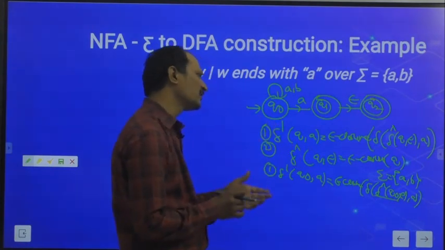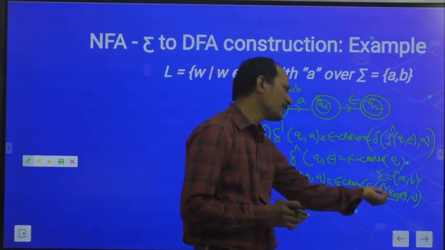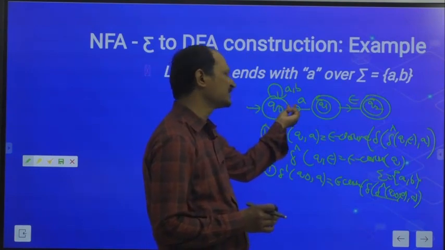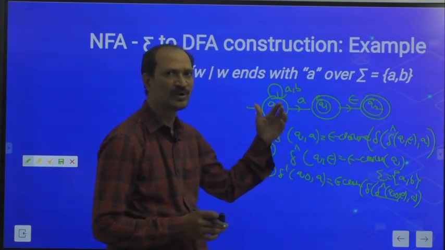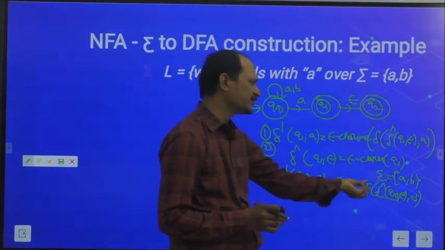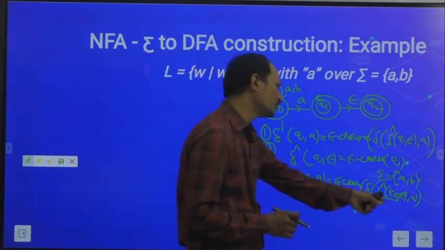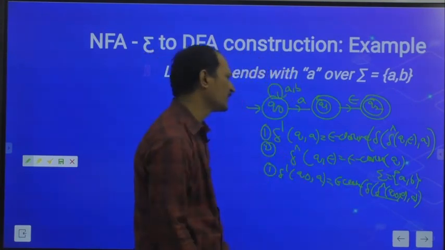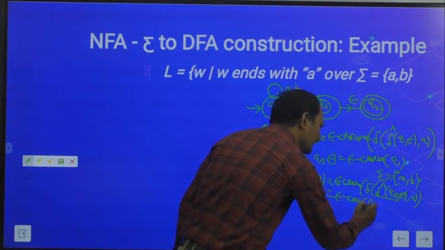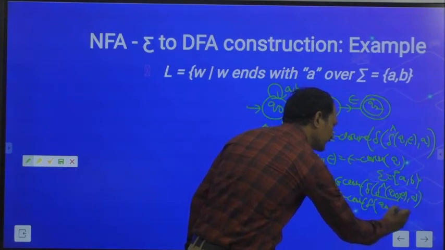So delta cap of Q0 comma epsilon means epsilon closure of Q0. Epsilon closure of Q0 is nothing but Q0 only, right? From Q0 with epsilon, I am not going to any other state. Anyhow, I am going to include the same state Q0 on which you are going to apply the delta cap. So what is this value? This value will become Q0. So that means epsilon closure of delta of Q0 comma A.